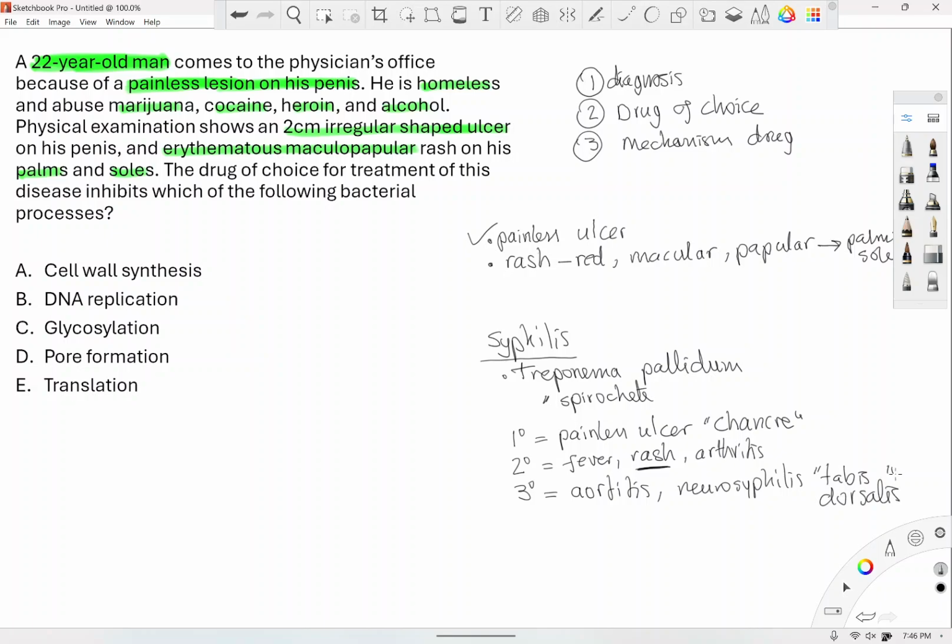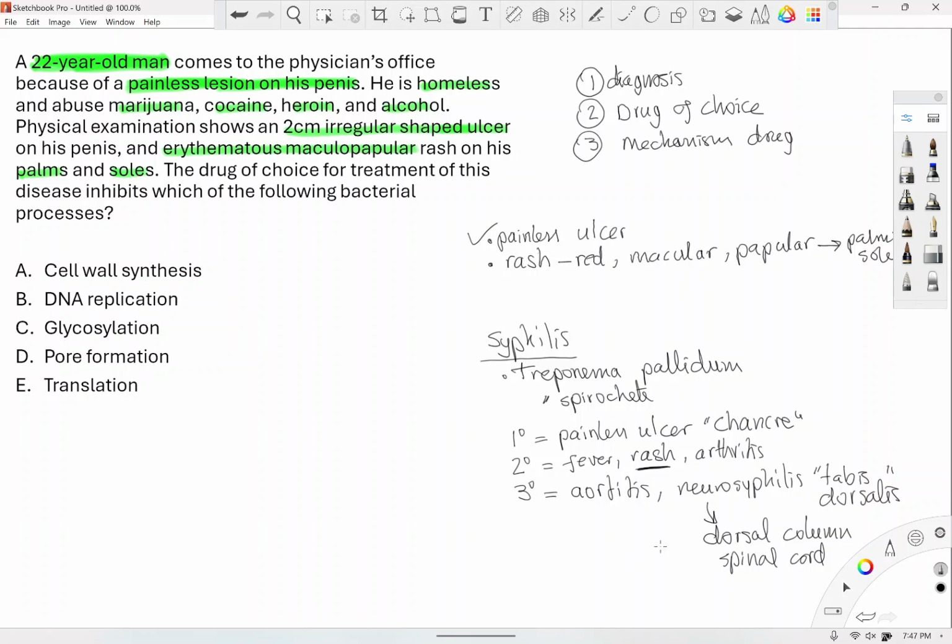Tabes dorsalis is nothing more than degeneration of the dorsal column of the spinal cord. Remember that area of the spinal cord is responsible for position, vibration, fine touch, right? Three things. So it's a sensory loss. You cannot sense your position in space. You cannot differentiate between two points, which is called proprioception. So loss of proprioception, loss of fine touch, and loss of sense of position and vibration.